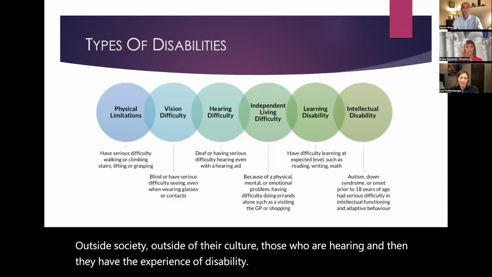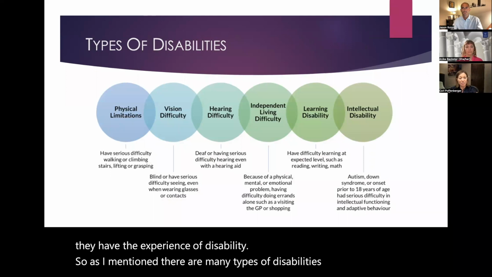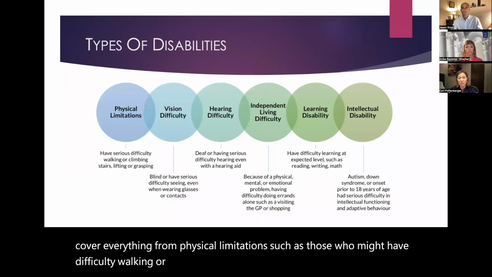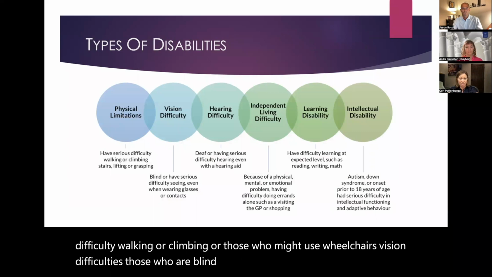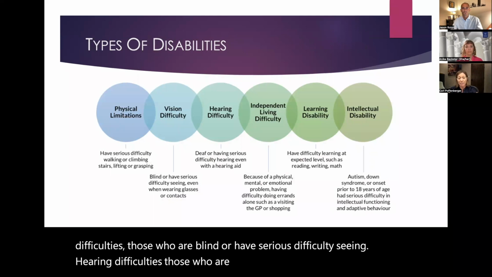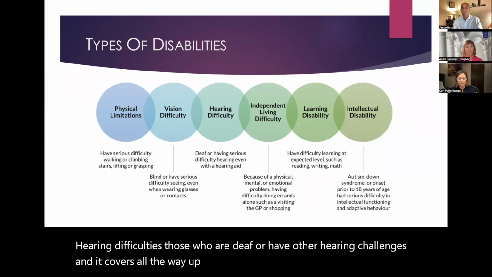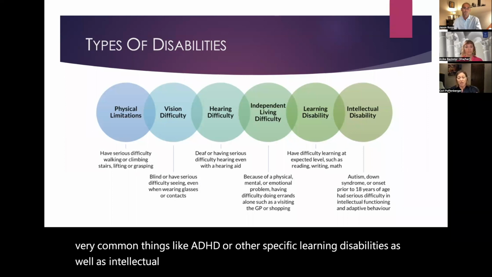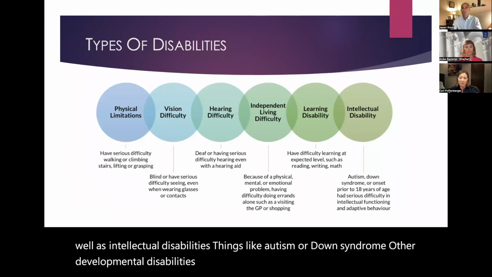So as I mentioned, there are many types of disabilities, and disability can cover everything from physical limitations, such as those who might have difficulty walking or climbing, or those who might use wheelchairs, vision difficulties, those who are blind or have serious difficulty seeing, hearing difficulties, those who are deaf or have other hearing challenges. And it covers all the way up to learning disabilities, which obviously are very common, things like ADHD or other specific learning disabilities, as well as intellectual disabilities, things like autism or Down syndrome, other developmental disabilities. So disability is obviously very heterogeneous.